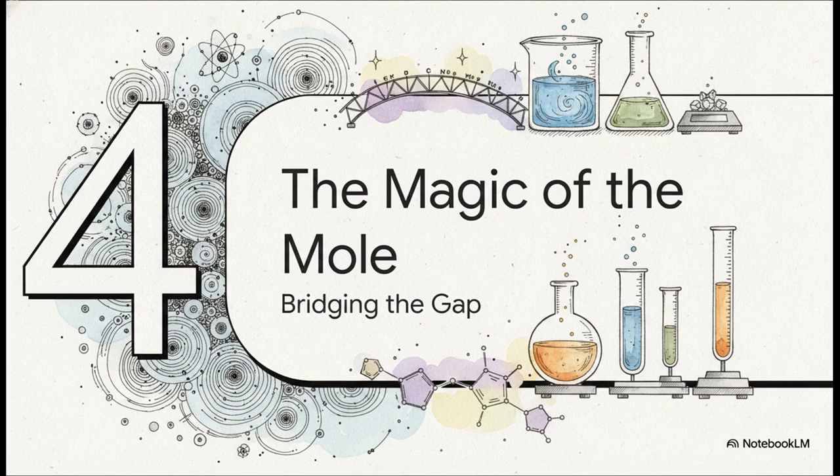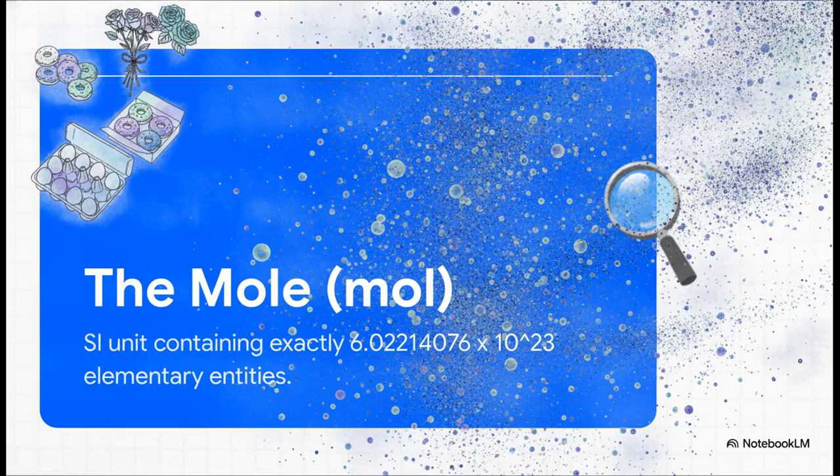This is the magic of the mole, bridging the gap between the micro and macro worlds. So, the crucial point here is understanding what a mole actually is. I know it sounds intimidating, but it is literally just a counting unit. Think of the word dozen. It always means 12 items, right? Well, a mole always means exactly 6.02214076 times 10 to the 23rd elementary entities. It's just a dozen scaled way, way up to handle the unbelievably tiny size of atoms.